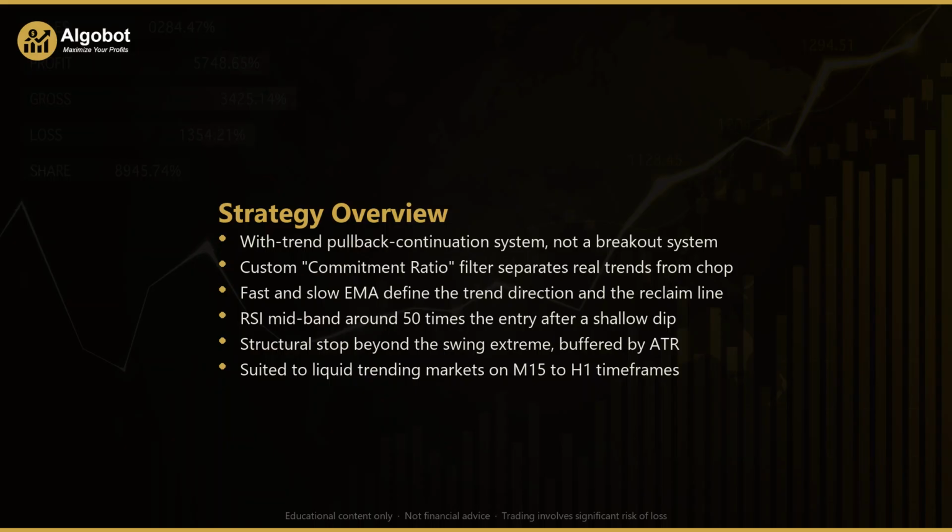On top of that, the strategy uses a fast and a slow exponential moving average to define the trend direction, and it uses the fast average as the line that a pullback has to reclaim. A short period relative strength index, or RSI, is used as a timing gate. The strategy wants momentum to have cooled during the dip, but not reached an exhaustion extreme, so it only acts when RSI sits inside a midband around 50.